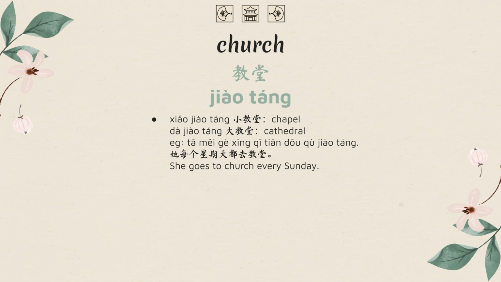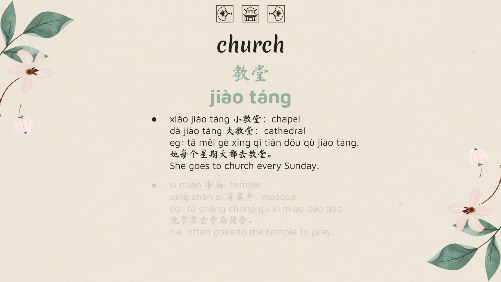Our example sentence is 他每个星期天都去教堂. 每个星期天 means every Sunday. 去 means to go. So 去教堂 to go to the church. 都 here is for emphasis. It's emphasizing the frequency of this person going to the church.